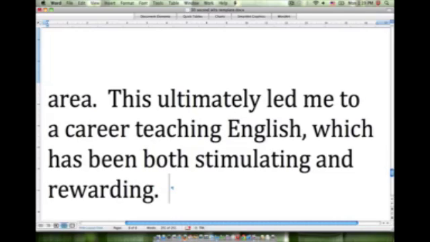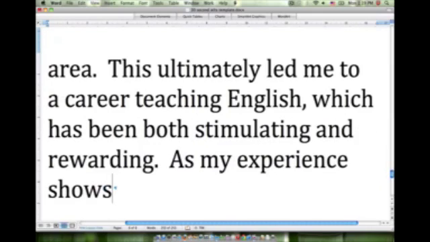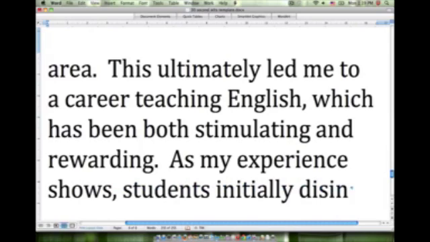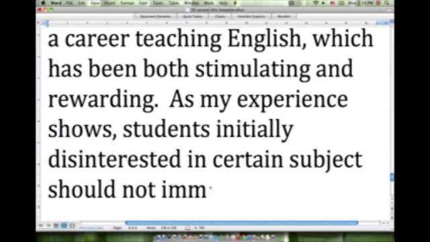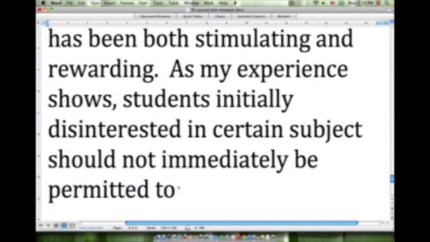Okay, now let's tie this back to our thesis. So as my experience shows, students initially disinterested in certain subjects should not immediately be permitted to, I would say, bypass them.